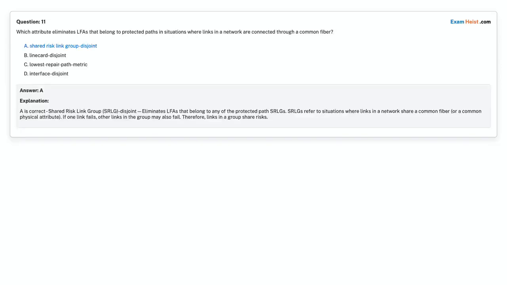Choose the correct answer. Correct answer is option A. Shared risk link group disjoint.